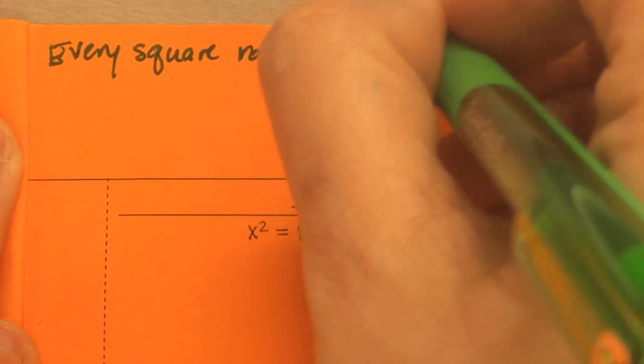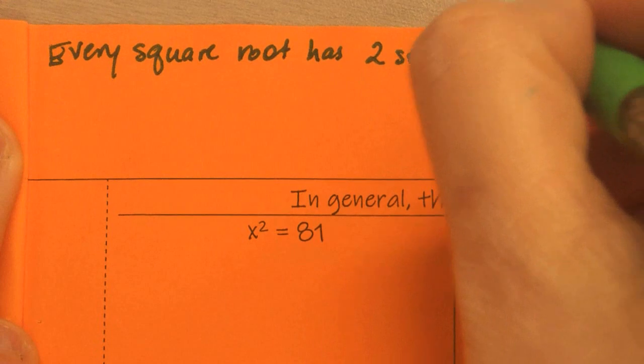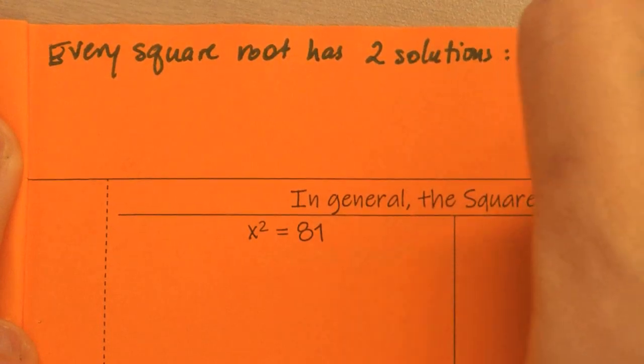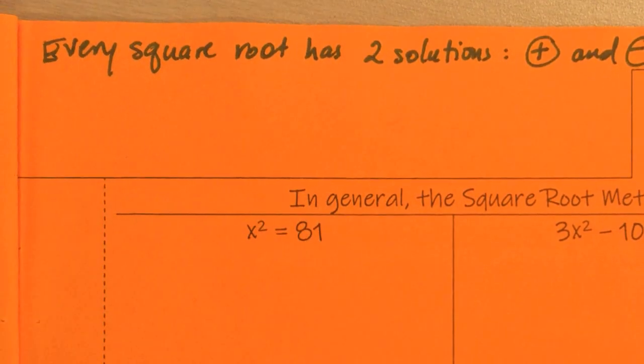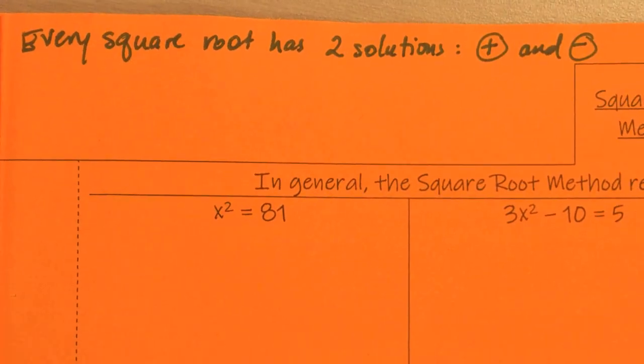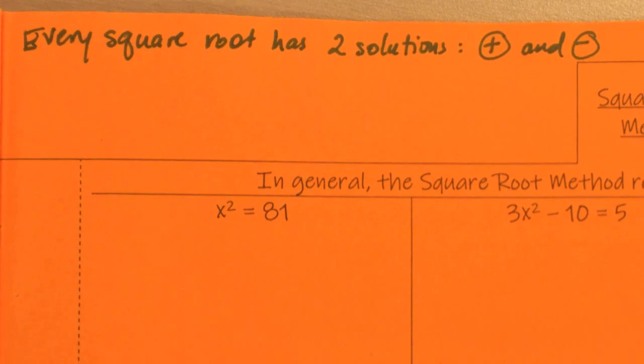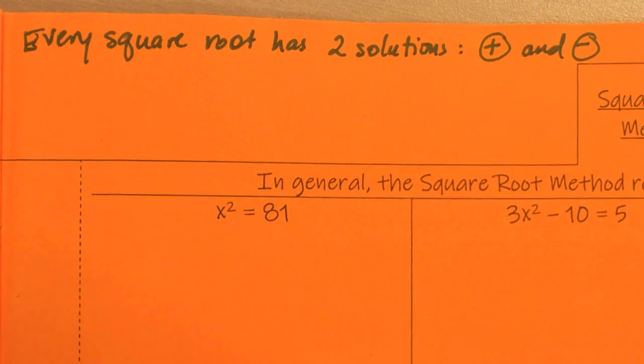Every square root has 2 solutions, positive and negative. Okay? Every square root has 2 solutions, a positive and a negative. Okay, every square root has always had 2 solutions, but we've never really cared.